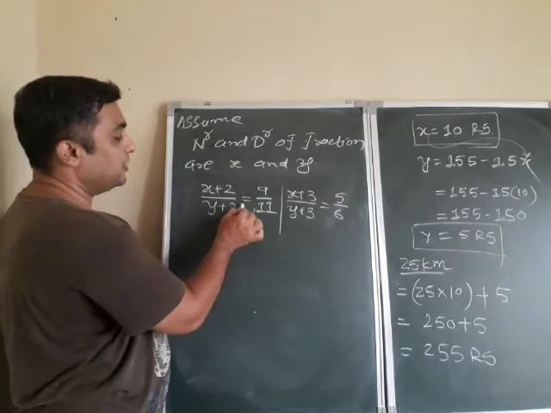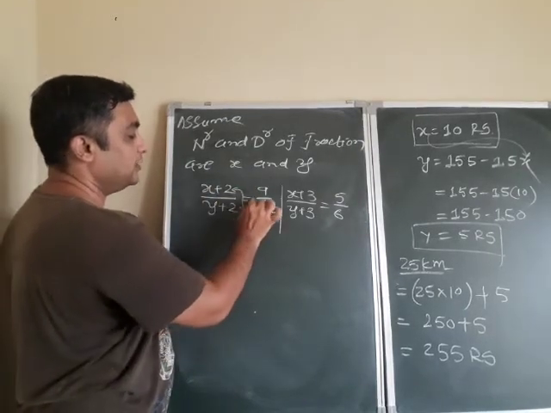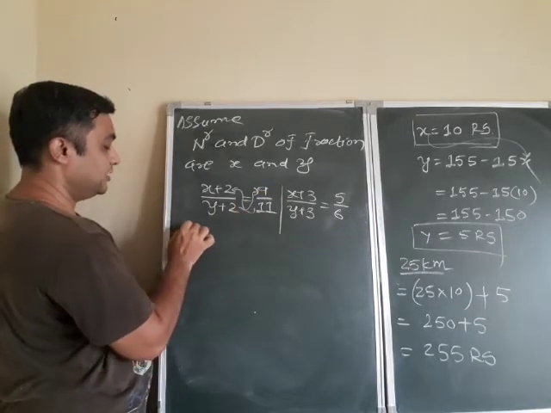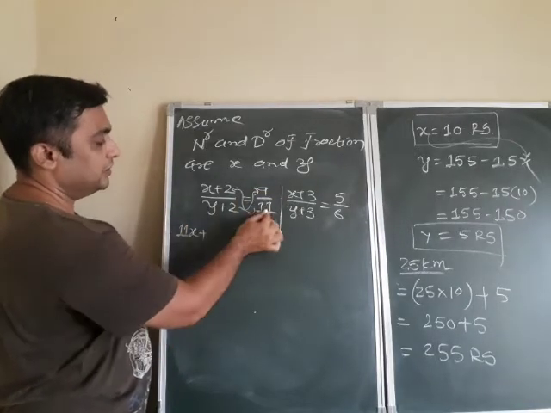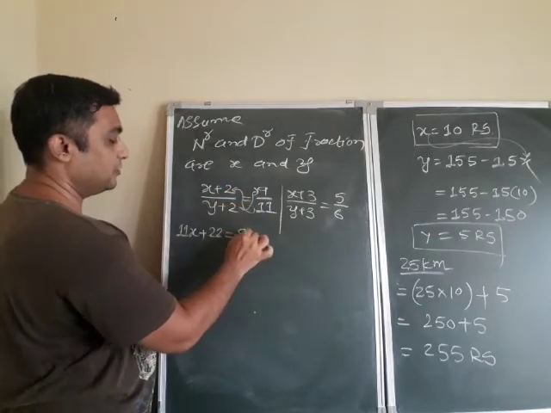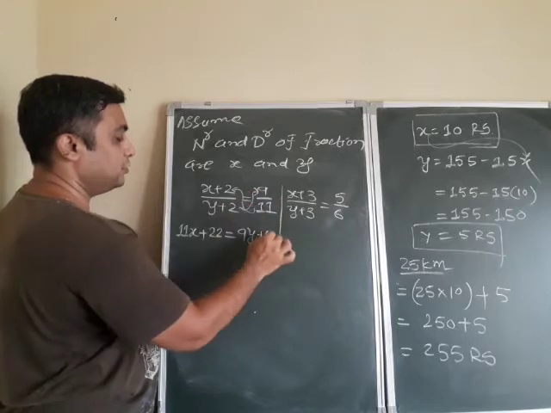Let me do the cross multiplication. This one is multiplied here, and this one is multiplied here. So this is 11 into x. It's 11x plus 11 times 2 is 22, equal to 9 into y, 9y plus 9 times 2 is 18.